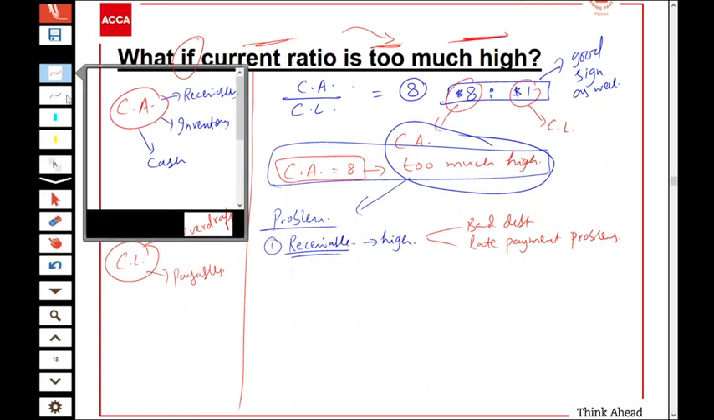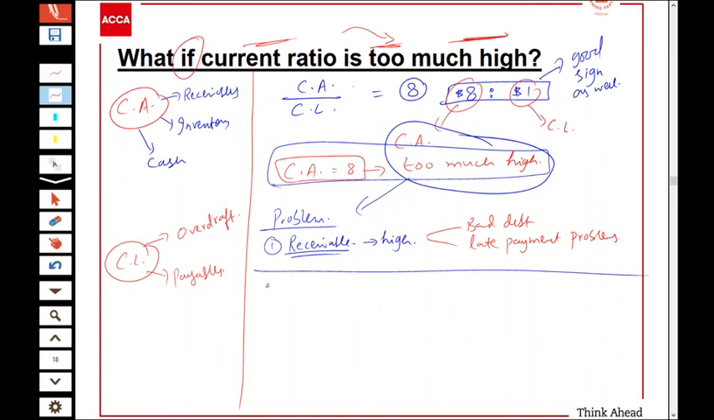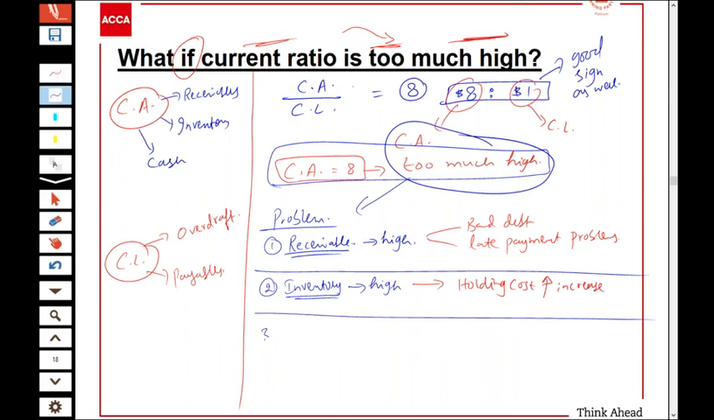Okay. Number two was inventory. See, if inventory is too high, there will be holding costs. Holding costs would increase. Third one is the cash element.